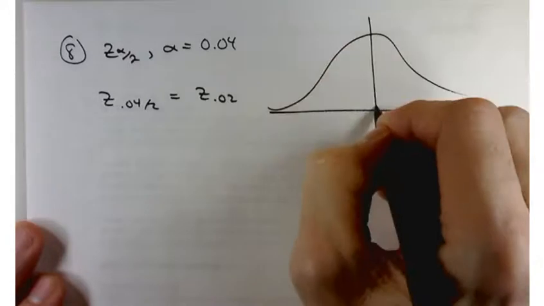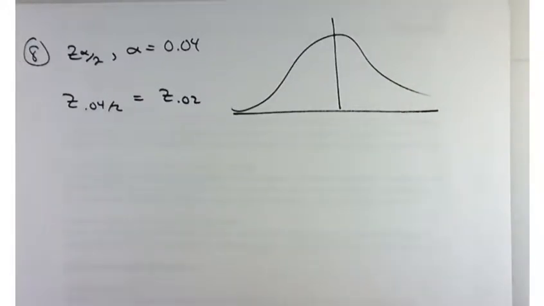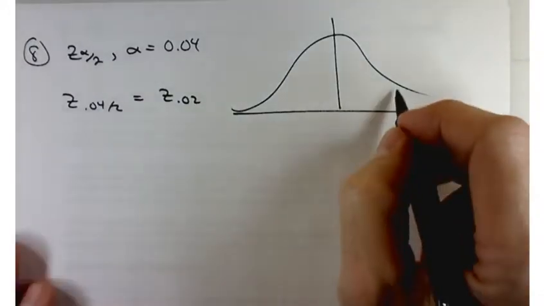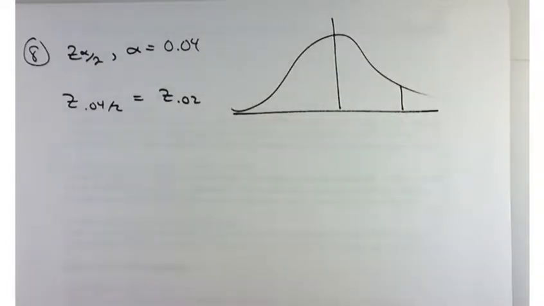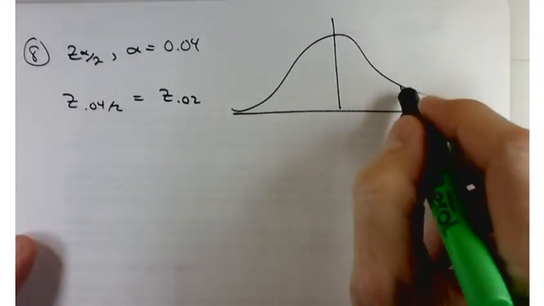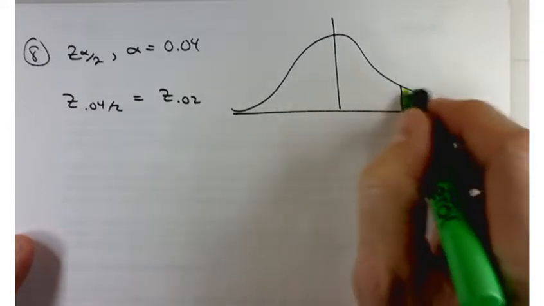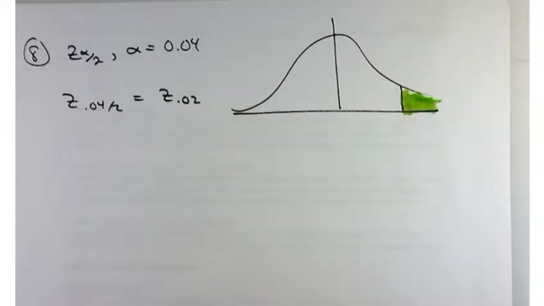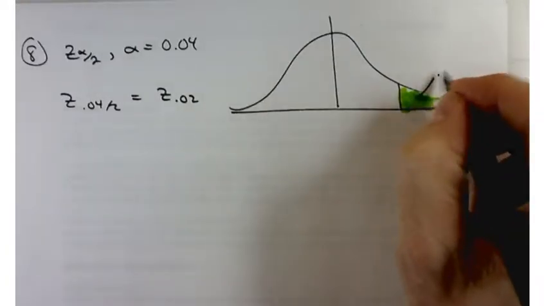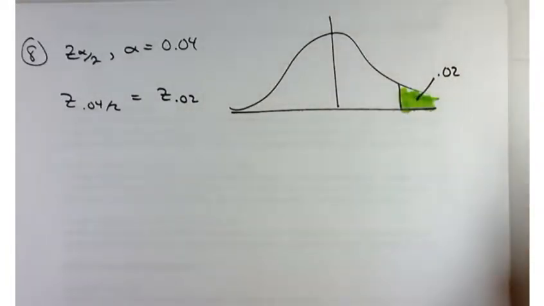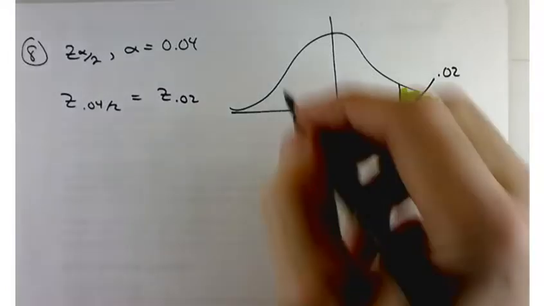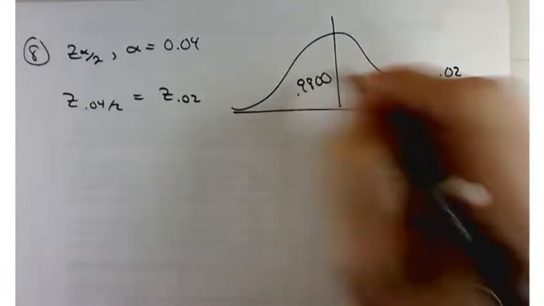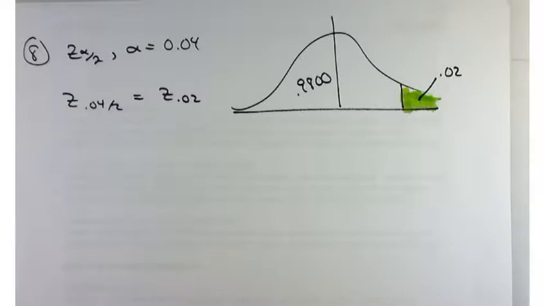There's a couple ways we can get at this one. Z sub 0.02 is the point on the standard normal curve with 2% of the area in the right tail. So that's right here, 2%, 0.02 or 2%. Now, if 2% of the area is in the right tail, how much is in the left tail? 98%. So this is 0.9800 of the area. So, two different ways you can come about that number.